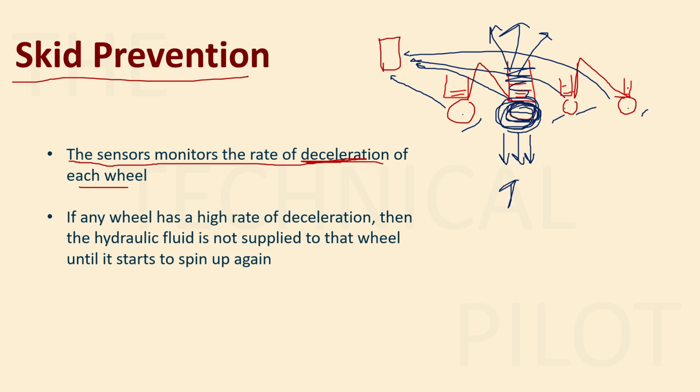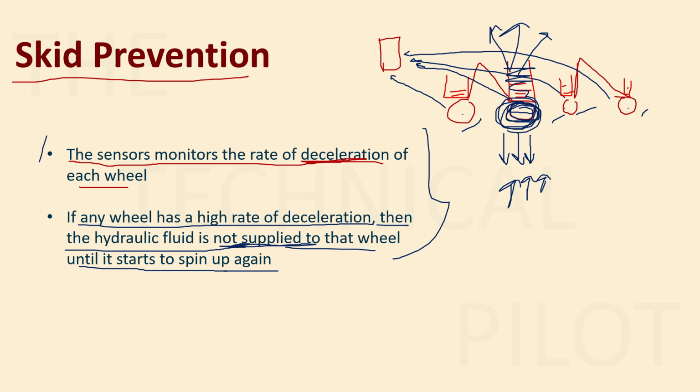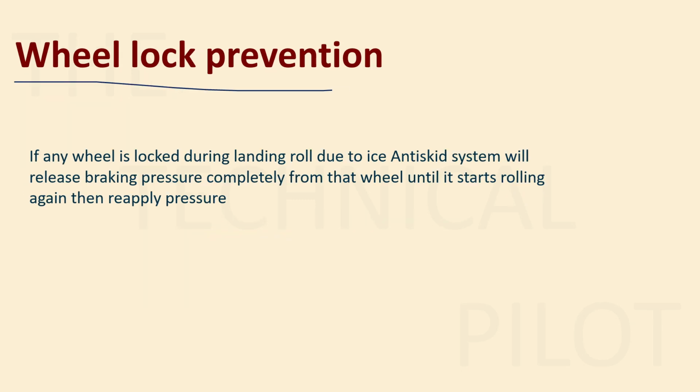Then it will come back to its normal rate of deceleration, and then the braking pressure will be applied again, right? So the sensors monitor the rate of deceleration of each wheel. If any wheel has a high rate of deceleration, then the hydraulic fluid is not supplied to that wheel until the wheel starts to spin up again, right? As I already explained, this is written here. Now, the third prevention is what?